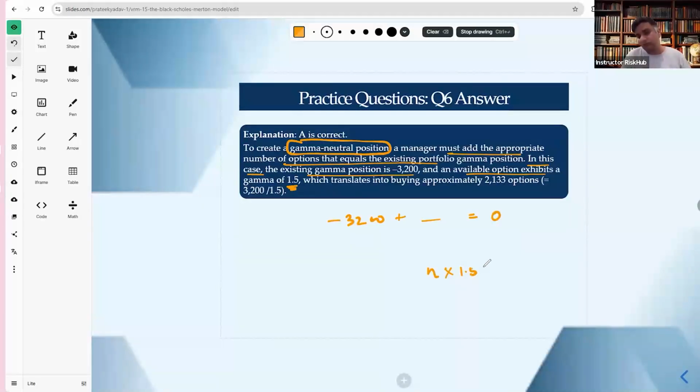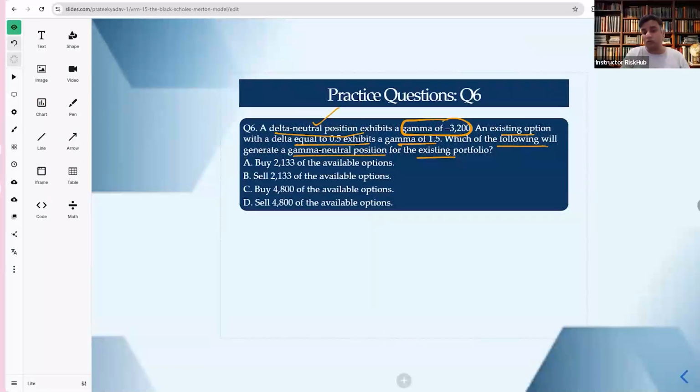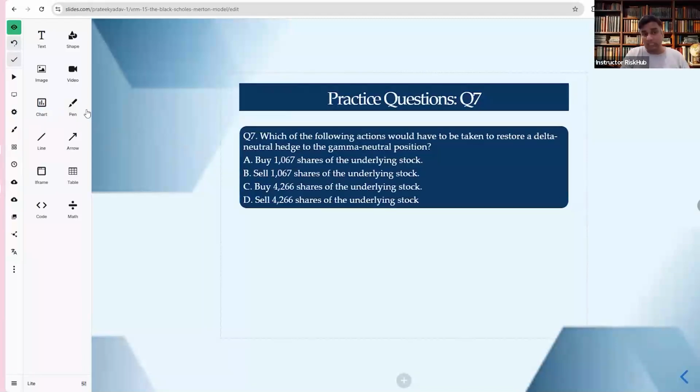One option's gamma position is 1.5. So it is the same thing. Minus 3200 plus n into 1.5 equals 0. You solve it, you get the n value. The n value came out as 2133 options. So this is one of the simplest of examples. But the next numerical will be more tricky, right? Because this is very simple, guys. You have to make simply minus 3200 plus something positive equal to 0. So one option had 1.5, n into 1.5, you found n, right? N was 2133.